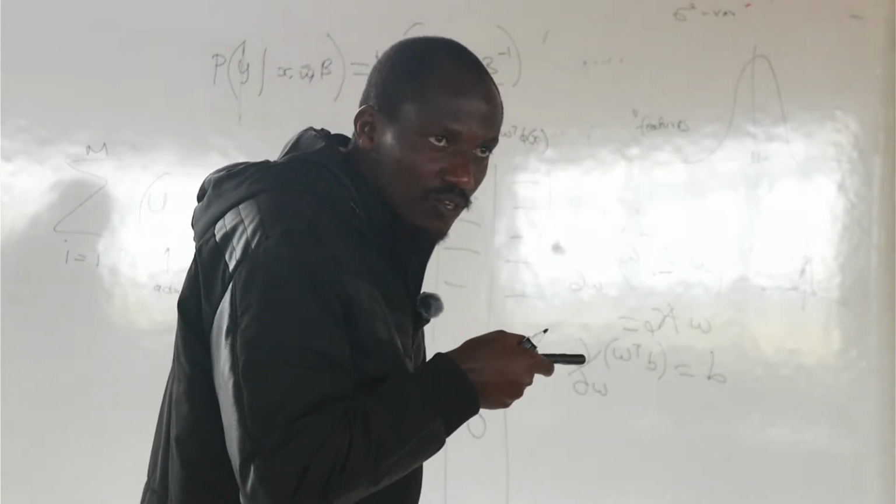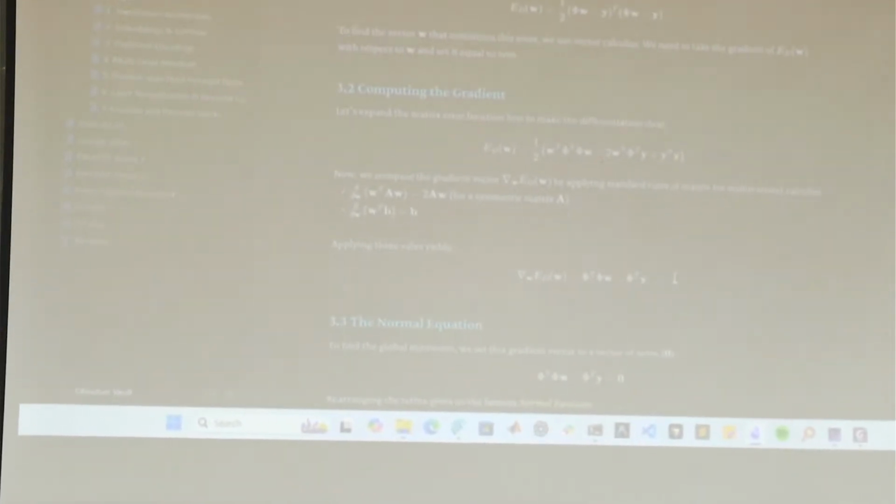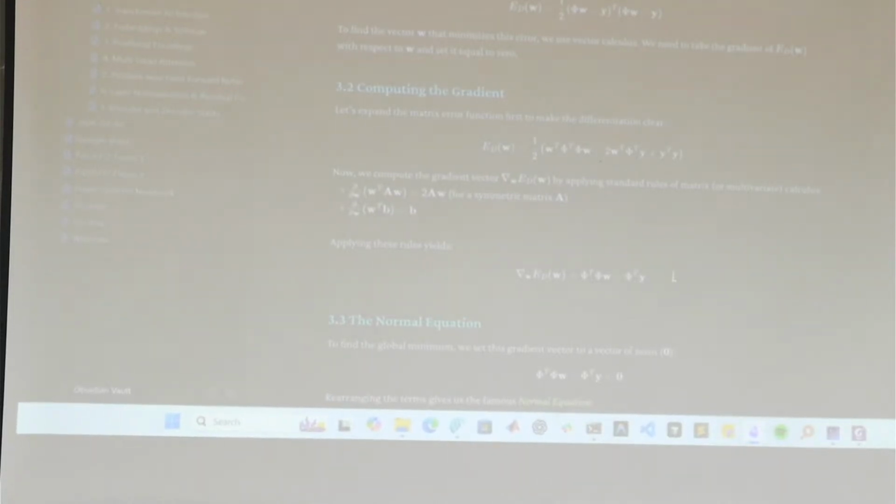So if you can solve this equation here, when you are doing the differentiation with respect to w, that is the analytical approach to doing optimization. If we can solve this equation, then we are looking at an analytical solution to the linear equation. To solve that equation, all we need to do is notice that this is a derivative, so we set it equal to zero. That's what we are doing here: phi transpose phi w minus phi transpose y.